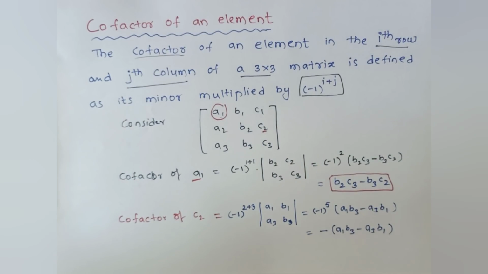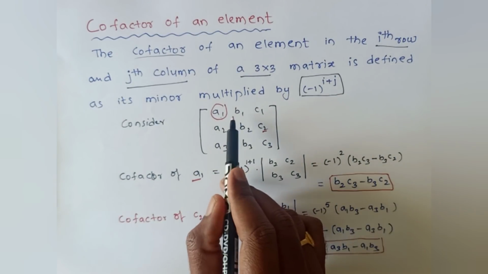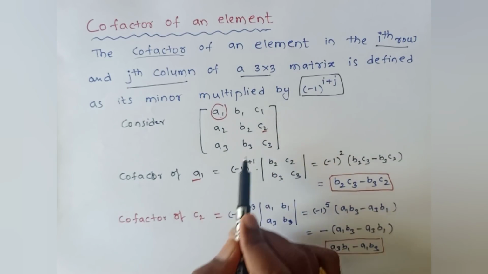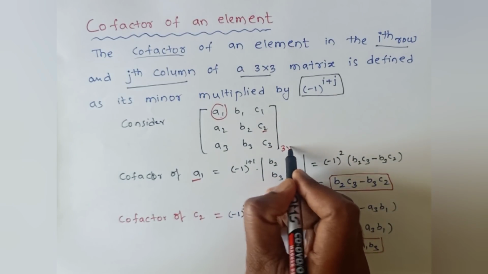or we can write it like this, A3 B1 minus A1 B3 also, by multiplying with the negative sign. Now this is positive and that is negative. So similarly you can evaluate the cofactors of every element of this 3 by 3 matrix.